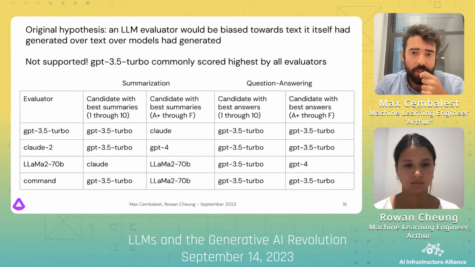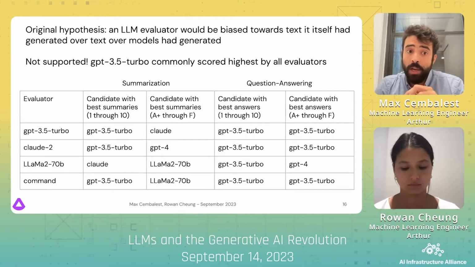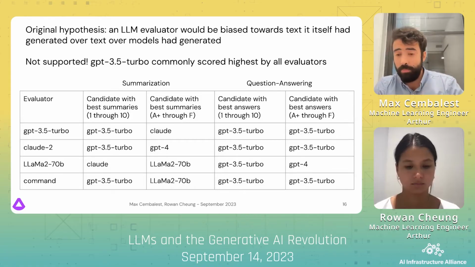Our hypothesis going into this experiment was that LLMs would be biased towards the text that they themselves generated as candidates. But this hypothesis was not supported by our findings. Across the board, GPT 3.5 Turbo was the most popular candidate on summarization when being prompted for integer feedback, and on question answering, no matter what kind of feedback. Variety of models was the most popular for the summarization task when getting letter grade feedback.